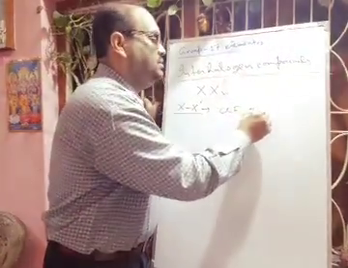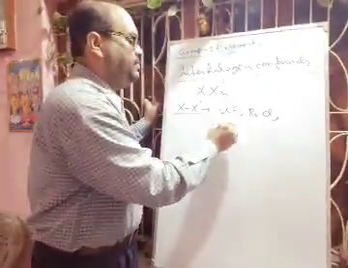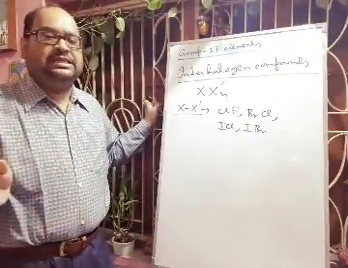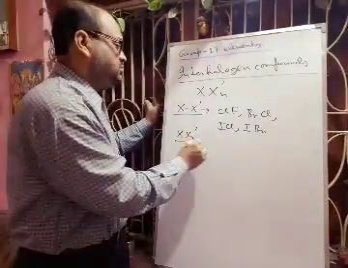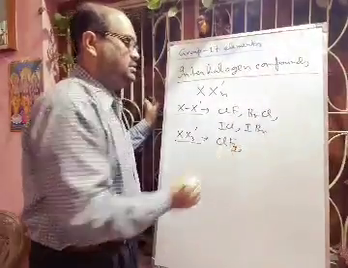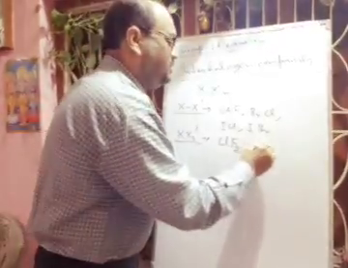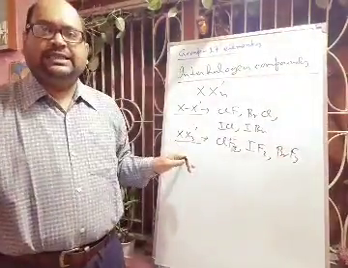BrCl, ICl, IBr, this type of compounds. Their shape is linear. And the next type of compound will be XX'3, and this type of compound we can tell like ClF3. We can think about IF3, BrF3. So these are the XX'3 type of compounds.